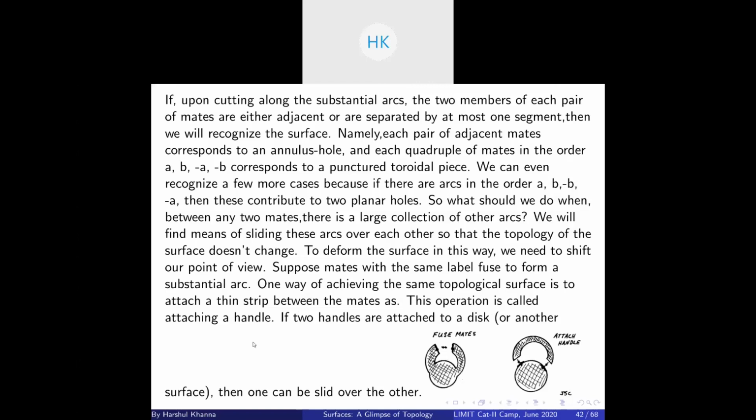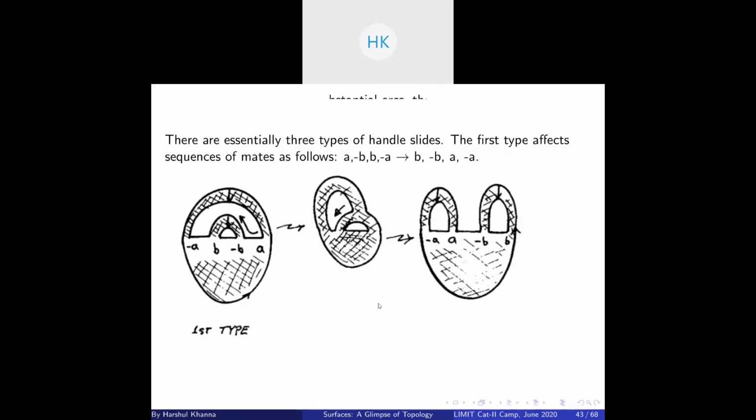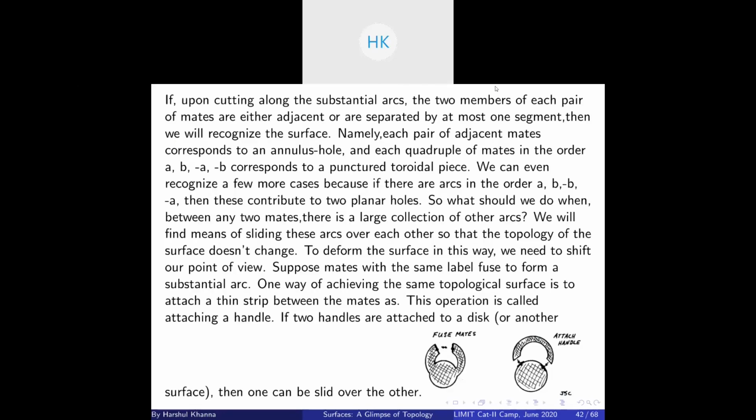I discussed this just earlier. So suppose you have this annulus hole and you cut it along this mark. This maps a surface to a disk. What you can do is just attach a handle to it. We call this a handle.